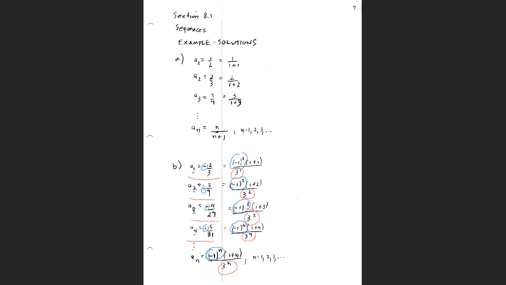And then you've got the numerator for the first, second, third, fourth term. You have 2, 3, 4, and 5. Well, 1 plus n will handle that. So this gives you then the pattern.